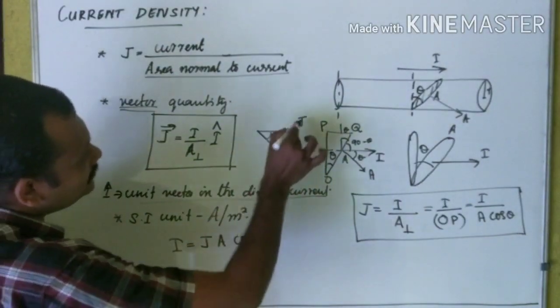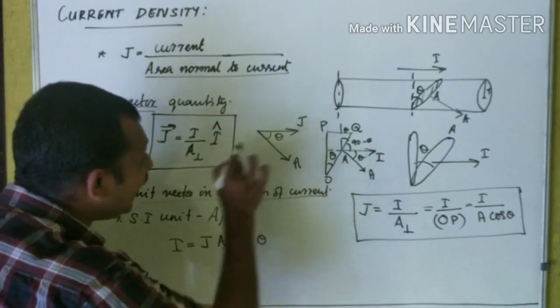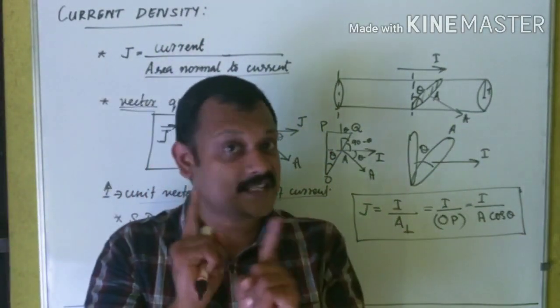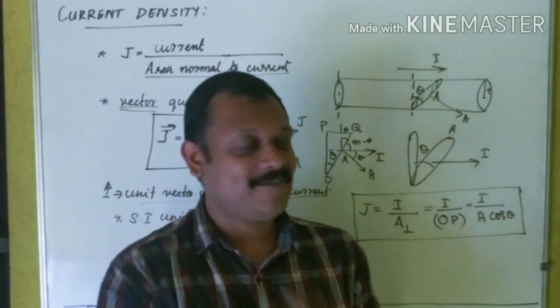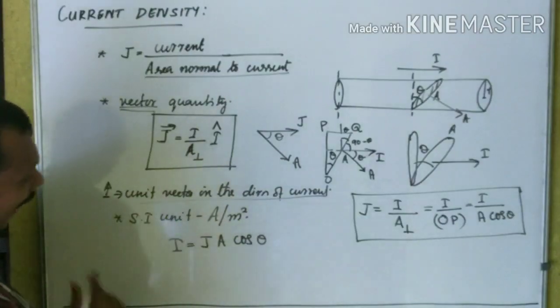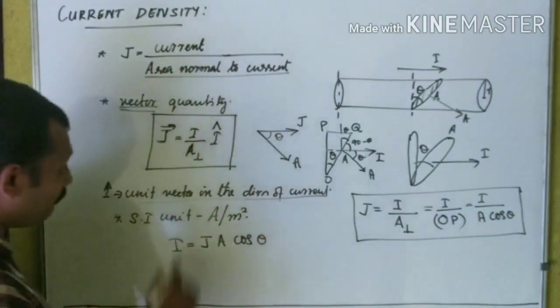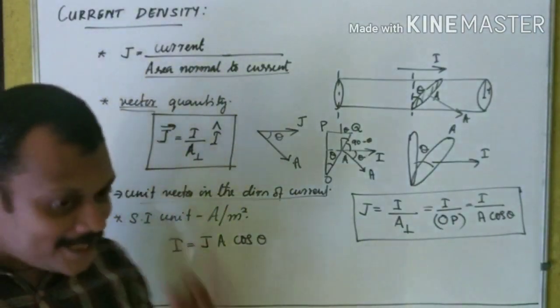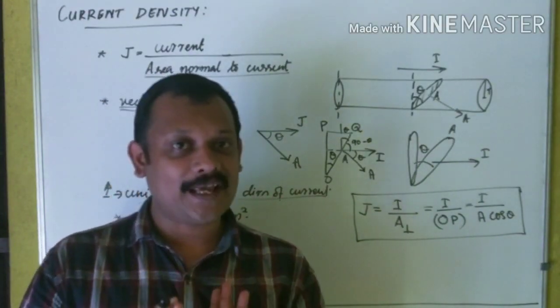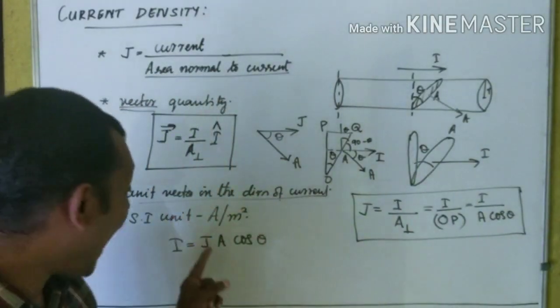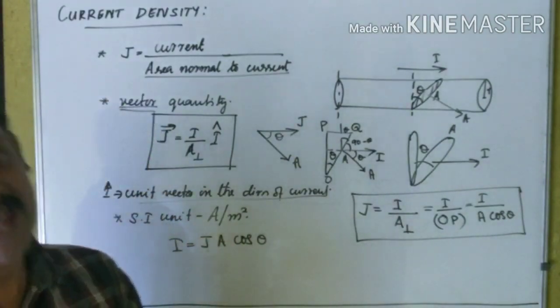Now you can see this is J, this is A. Theta is the angle between J and A. Theta, mind it carefully. Theta is the angle between the vectors J and A. So I can say I is equal to J A cos theta. What is J? The magnitude of current density. What is A? The magnitude of the area of the plane. What is theta? Angle between J and A.